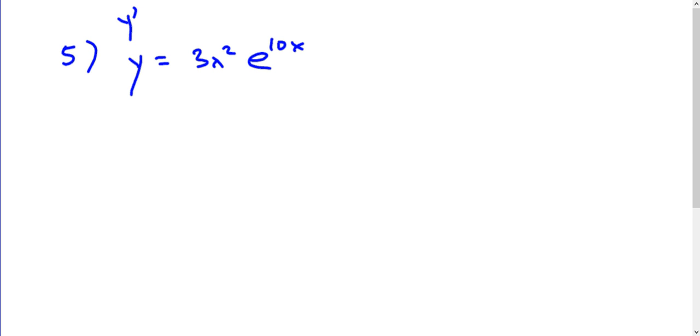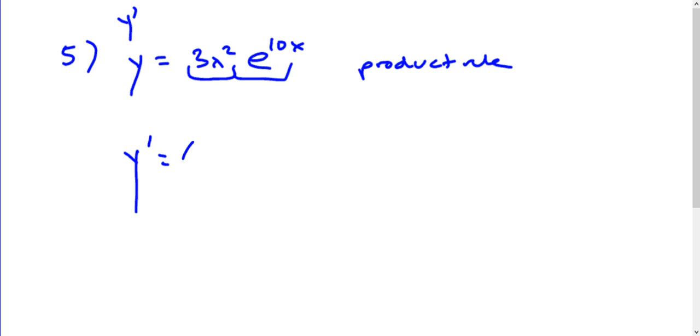I consider it an easier one. Remember, we're going to use the product rule in this case. Sometimes students say, aren't we using the chain rule? Yes, we're using the chain rule, but we're starting with the product rule. We have this function times this function right here. So y prime is going to take the derivative: 6x times e to the 10x, plus the derivative of e to the 10x, which is, remember, e to the 10x times the derivative of 10x, which is 10, times 3x squared. That's our second.